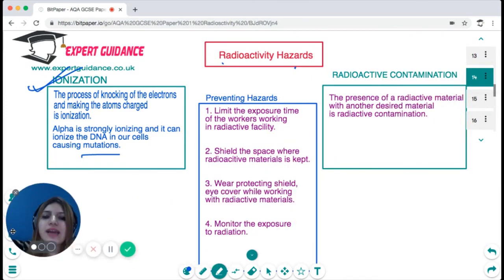And at times, our particular matter or any atom can get contaminated with a radioactive element, and that will pose the risk of radioactivity. So that is known as radioactive contamination.